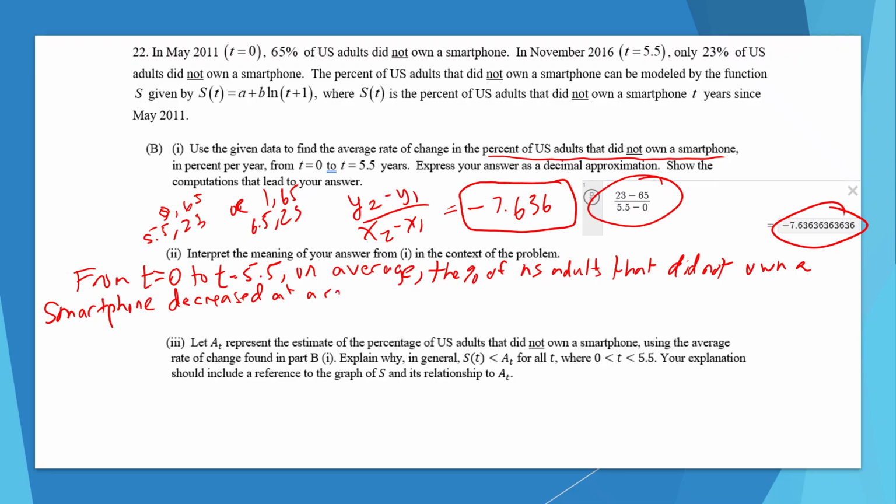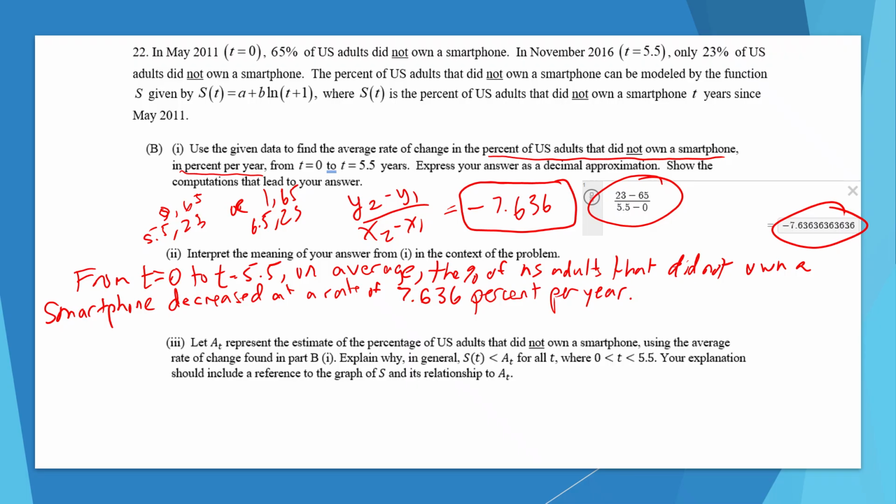at a rate of, and then we give our number. Because it's negative, but we already said decreased, so we do not need to say negative 7.636. That decreased kind of accounts for that negative sign. So decreased at a rate of 7.636, and then it will give you this percent per year. And that is going to be how we wrap it up. And so that's a perfect answer to part 2. I would be looking for almost all of this. So this is something that I would commit the format to memory and then plug it in based on the context of your story.